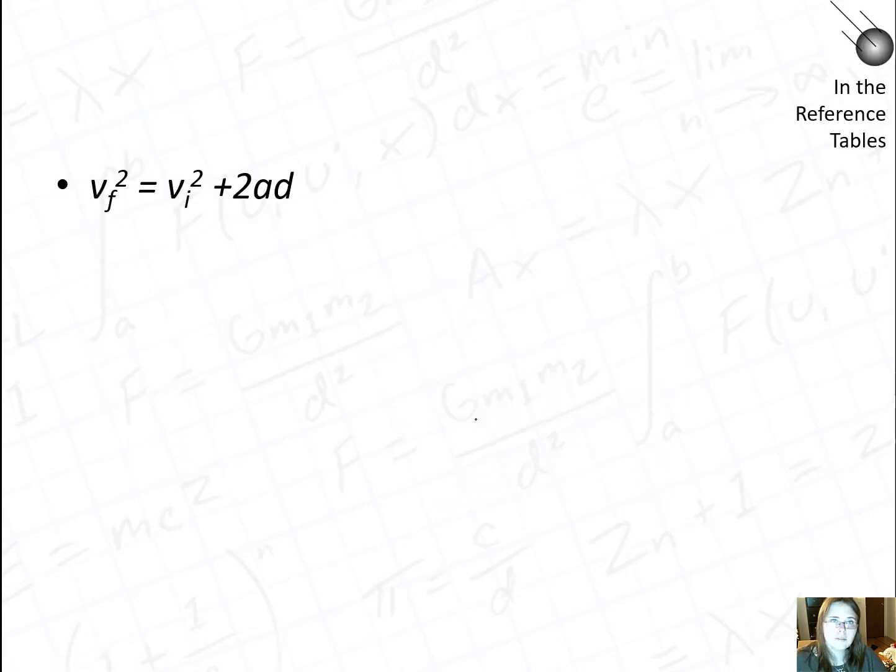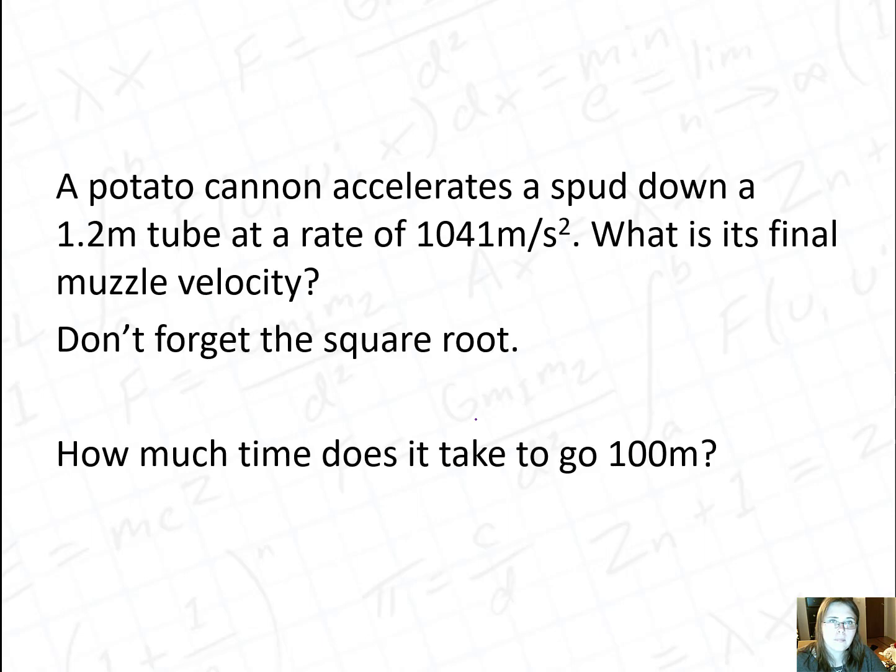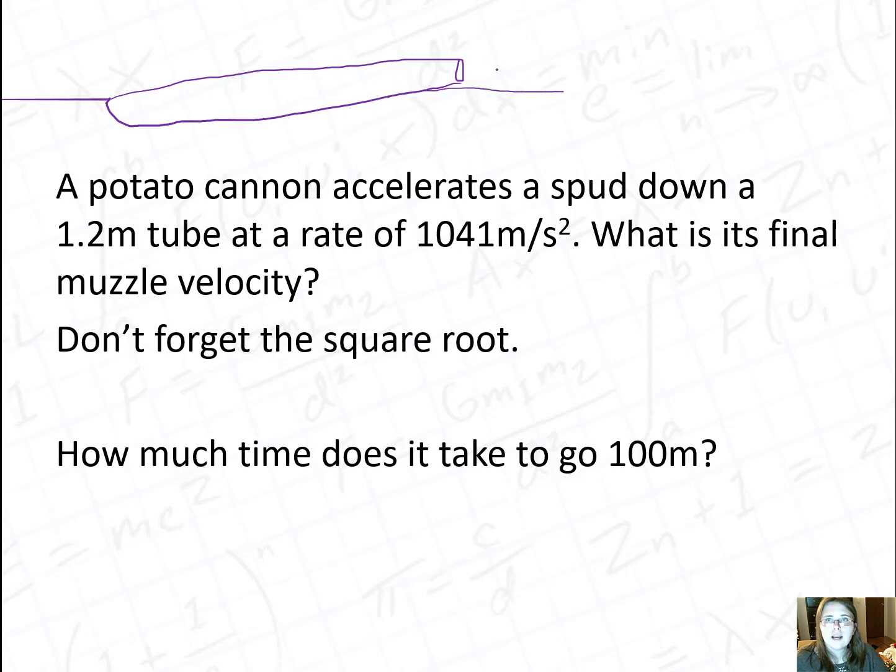Now the last equation is VF squared equals VI squared plus 2AD. Here we have a potato cannon. I don't know if you've seen a potato cannon, but they're pretty long. We're just going to go with it and say that that's the background, that's the horizon there. And then the potato comes out and it's going to the right, and that's the positive direction.